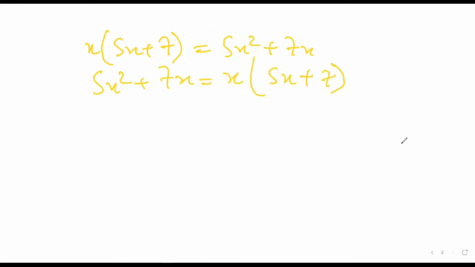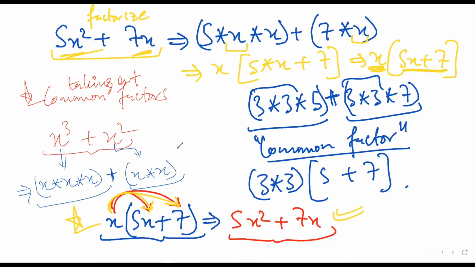Mr. Sarthak, any doubt? No. Basically, these two are reverse of each other. And that is what I was asking you here. If I have 3 into 3 into 5 plus 3 into 3 into 7, what will be the common factor? This 3 into 3 would be the common factor. I have taken this 3 into 3 out, and inside will remain 5 plus 7. Mr. Sarthak, any doubts still? No, sir.